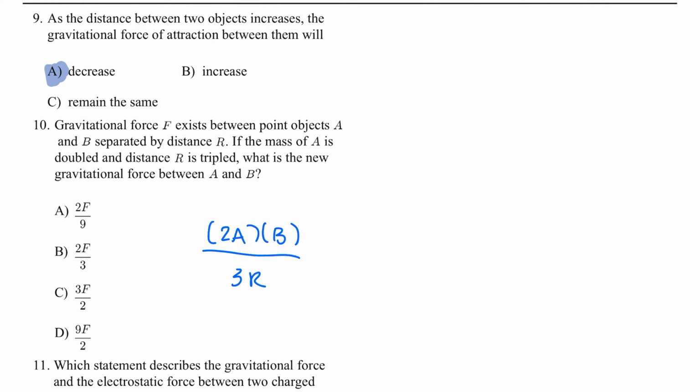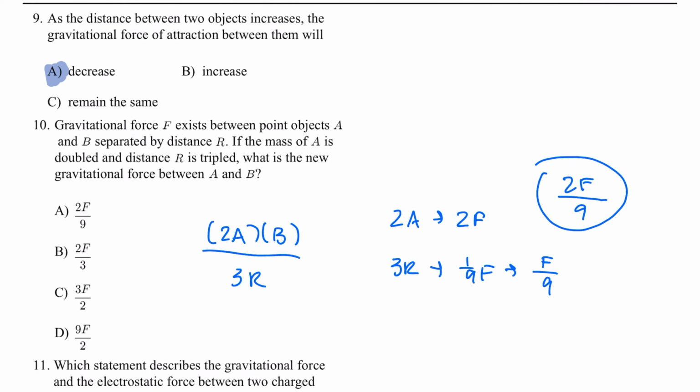So mass A is being doubled while the distance is being tripled. So a doubled mass results in a doubled force. So 2A would equal 2F. But a triple distance, so 3R, would result in the force being decreased by 1/9, or F over 9. So if we combine these two, we're going to get 2F over 9, which is answer choice A.